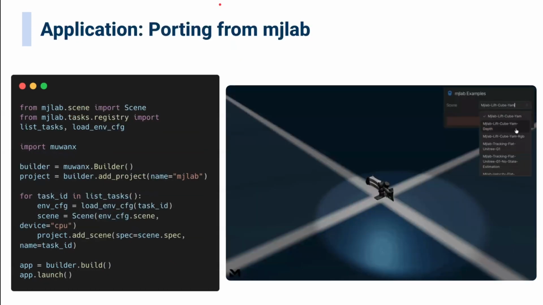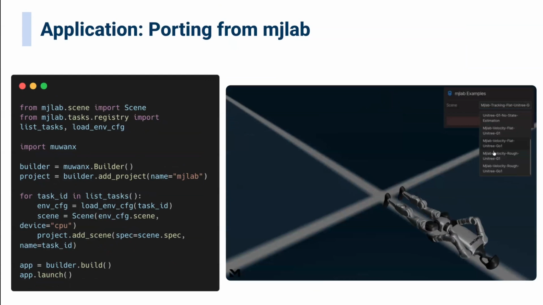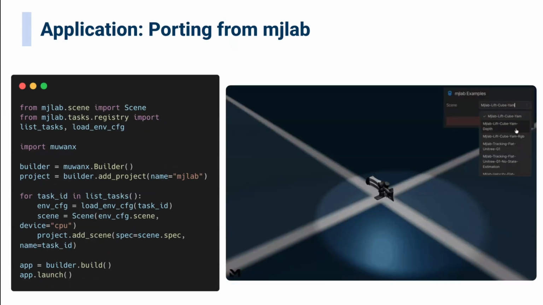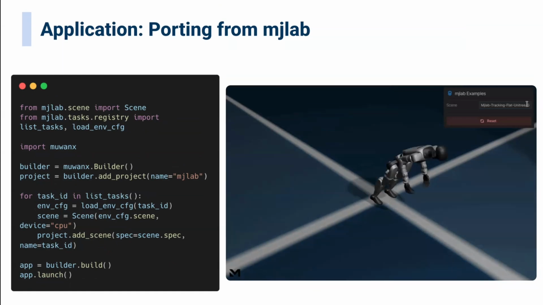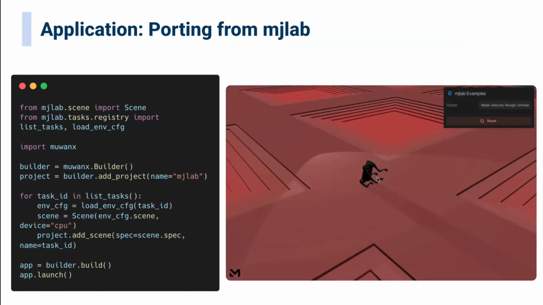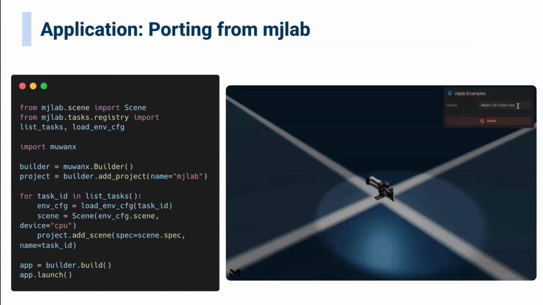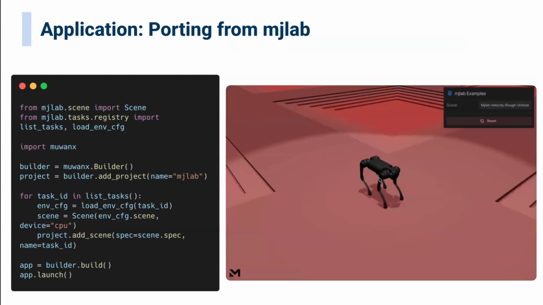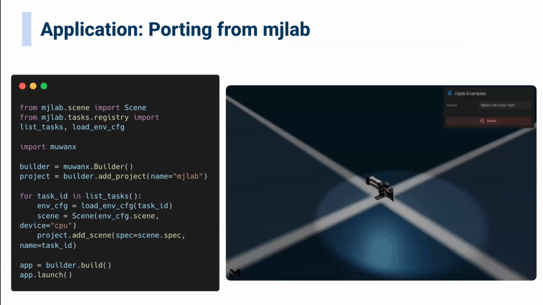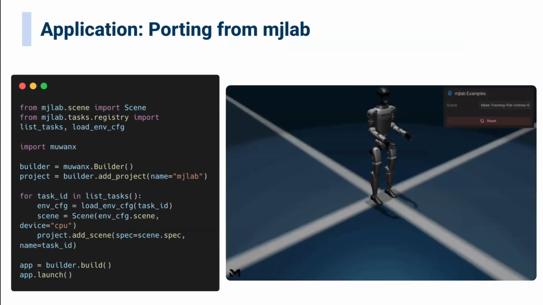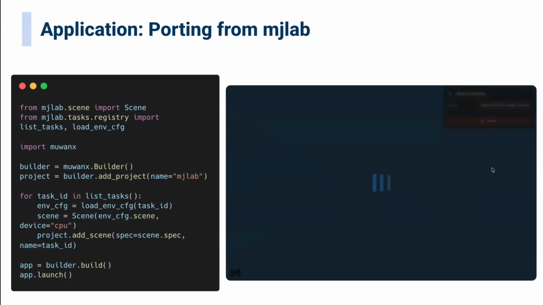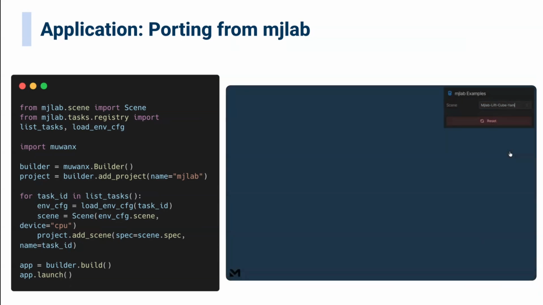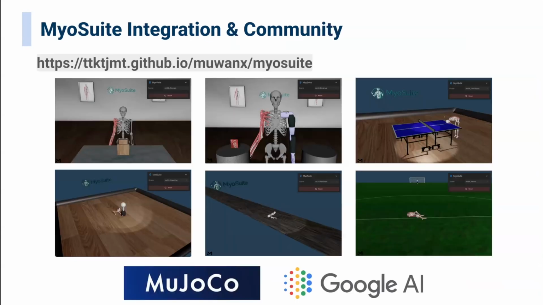I also plan to make it really easy to port scenes and policies from mjlab into muwanx. Right now you need to pass the information manually, but I'm adding a feature to do it with a single function call. And as Balint mentioned in his presentation, we are also working on mjlab MyoSuite, which is an extension of MyoSuite in the mjlab framework. So those tasks will be portable as well in the future.